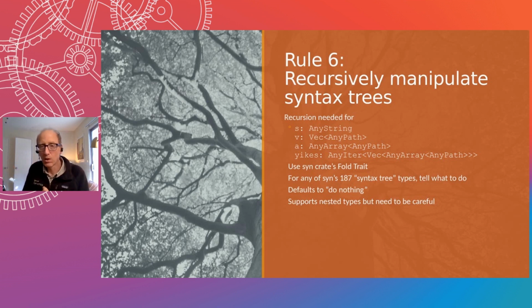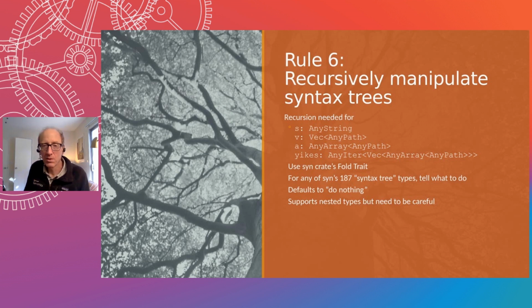It's getting more complicated. Even worse, say they have a variable called yikes, and it's a pseudotype, any iter, where each element is a vect, where each element of the vect is any array, where each element of the array is any path. And you can just look at that and see that you're going to have to use recursion to handle cases like this.